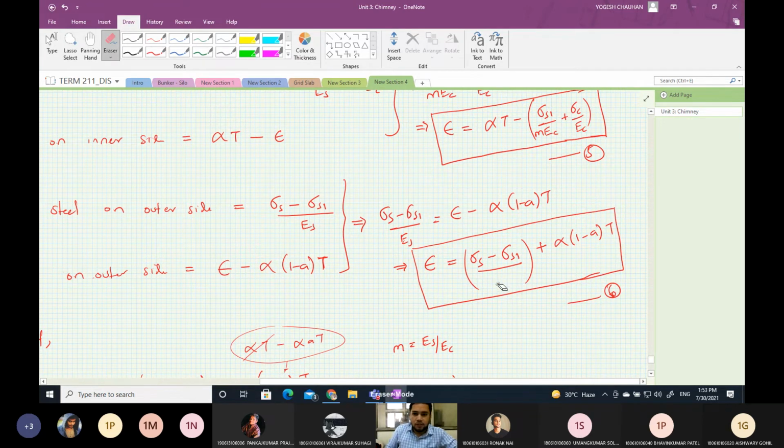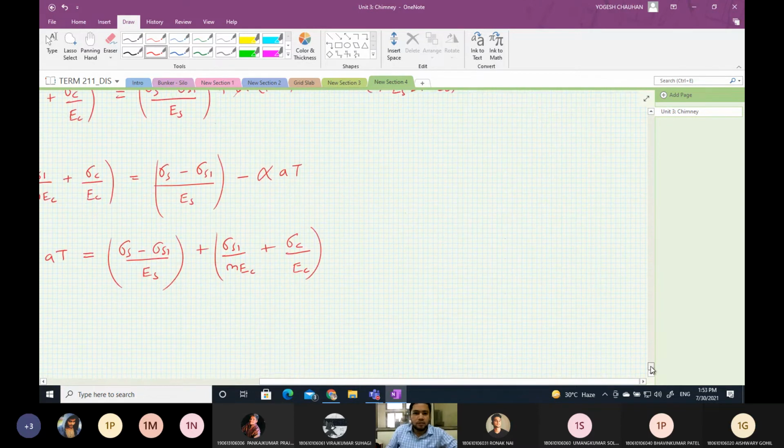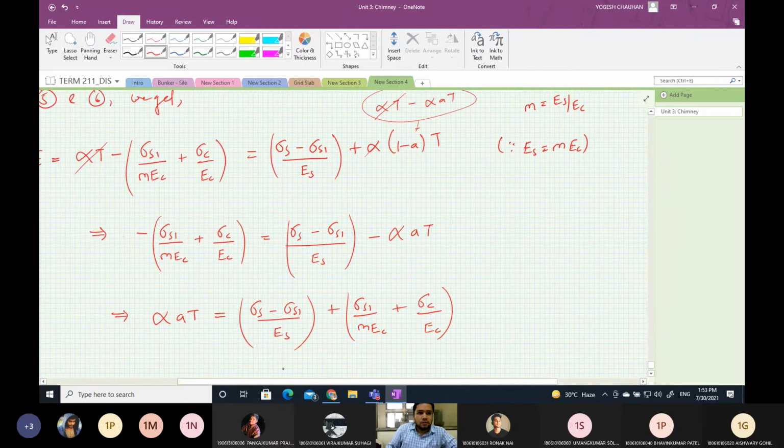And we can also convert this into m times Ec, because Es can be replaced by m times Ec. So this can also be replaced by m times Ec. So this term m times Ec gets cancelled out. So we have sigma s by m times Ec plus sigma c by Ec.